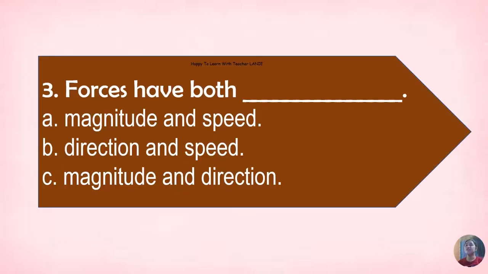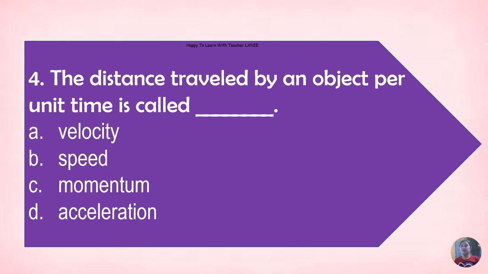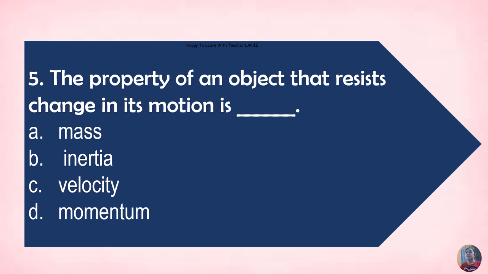Number 3. Forces have both A. Magnitude and speed, B. Direction and speed, C. Magnitude and direction. Number 4. The distance traveled by an object per unit time is called A. Velocity, B. Speed, C. Momentum, D. Acceleration. Number 5. The property of an object that resists change in its motion is A. Mass, B. Inertia, C. Velocity, D. Momentum.